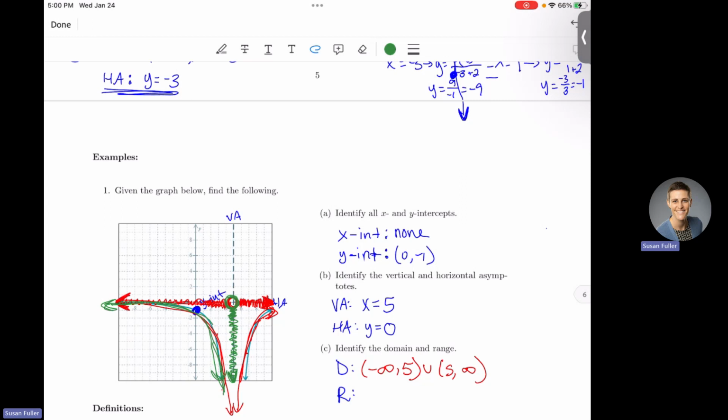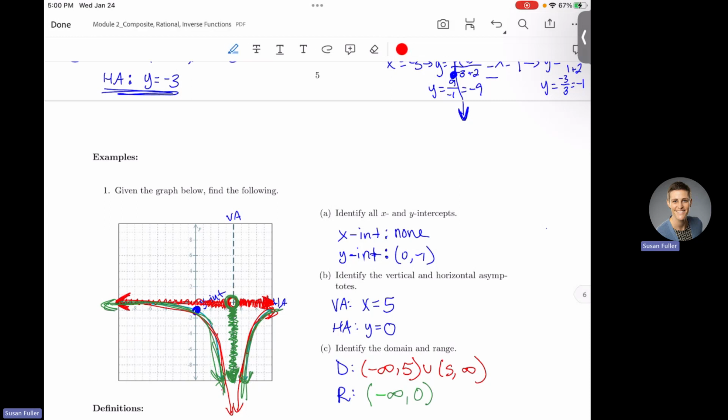But all of these pieces are covered by that section. And then this section on the right here, again, this arrow is going to cover everything to negative infinity. And all of this stuff is covered up to y equals 0. So that means that my range is everything from negative infinity up to 0. 0 doesn't have a partner, so I'm not going to include it. And then I don't have anything above 0. So that is it for my range.